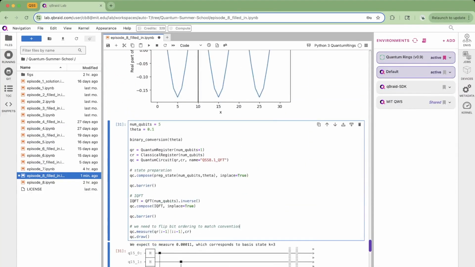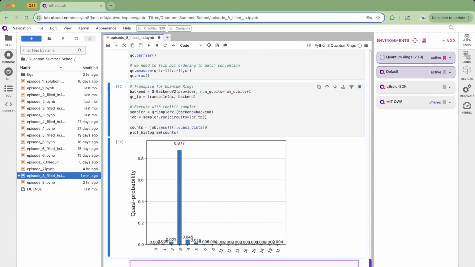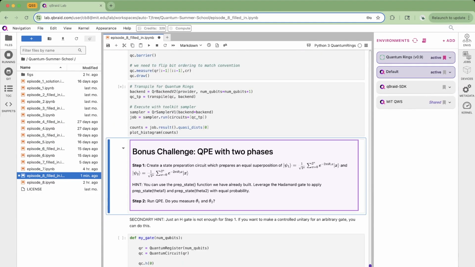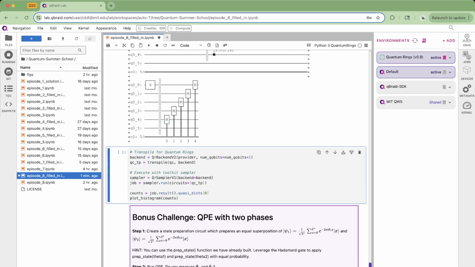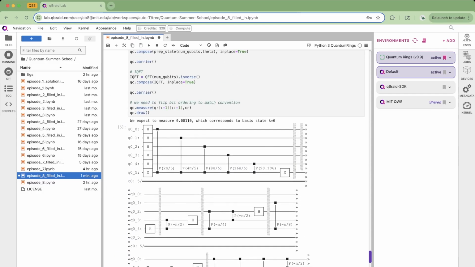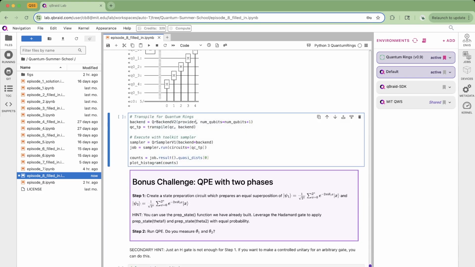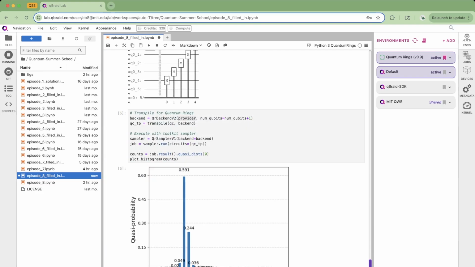You can also try other things too, so I would encourage you to play around with this and see what you can get. We could also try, for instance, theta equals 0.2. In that case, we would expect to measure 0.00110, which corresponds to 6. And we can see the result that we get. And we mostly measure 6. So I would encourage you to play around with this, try different numbers of qubits, different choices of theta.